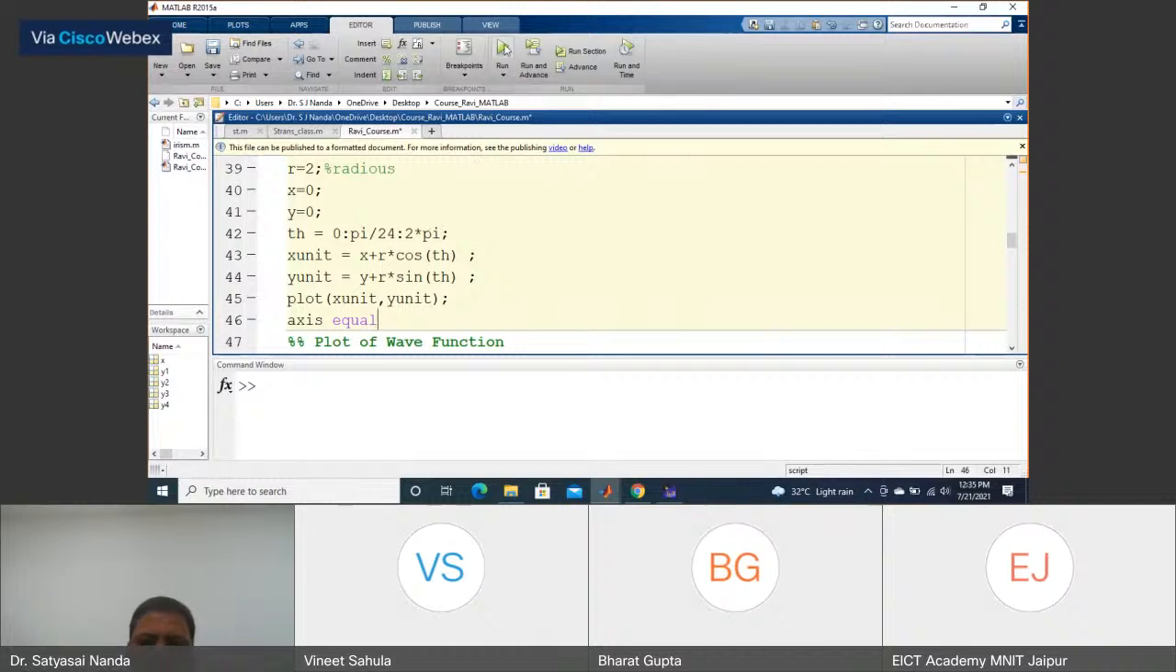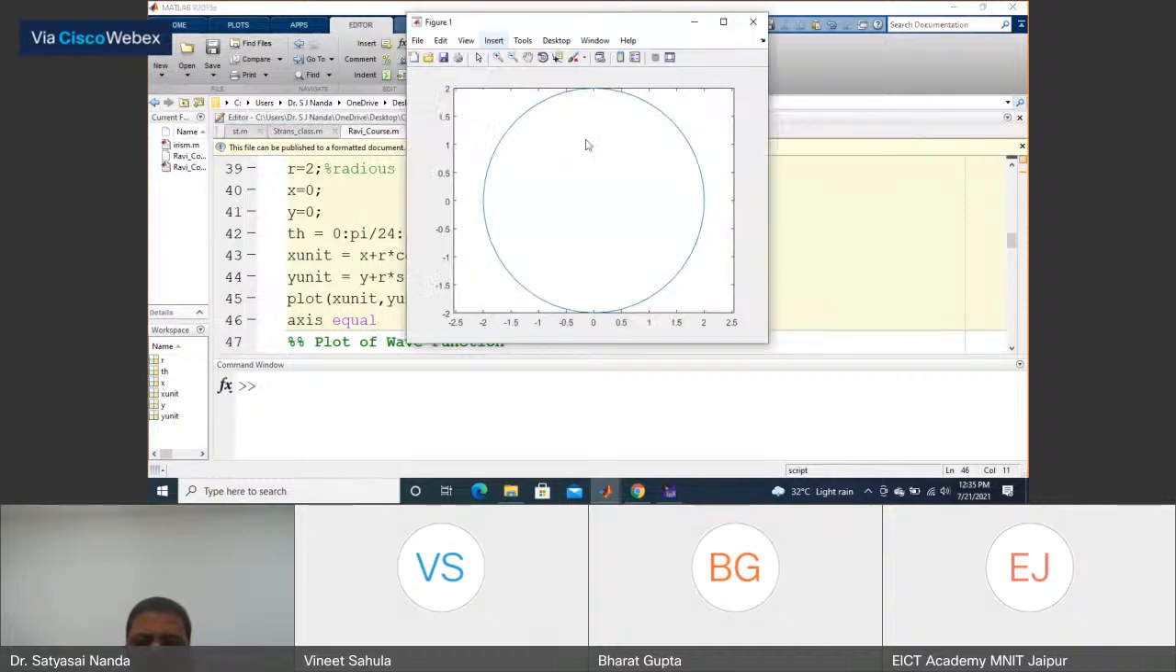With this plot, if you run it, you can find it is a circle with radius equal to 2, placed at 0, 0 as the origin at the center. On this x-axis you can observe it is varying from -2 to 2, and on the y-axis also it is varying from -2 to 2. So this is your circle that has been drawn with MATLAB.